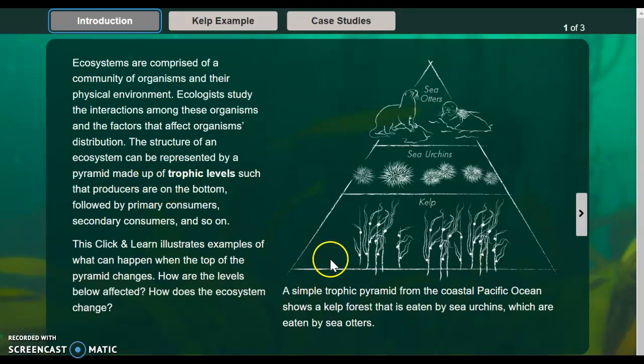The structure can be represented by a pyramid here with trophic levels. So the bottom are your producers, then you'd have your primary consumers, secondary consumers, and so on, depending on how many levels there are to your pyramid. So we're going to see what's happening in this trophic pyramid.